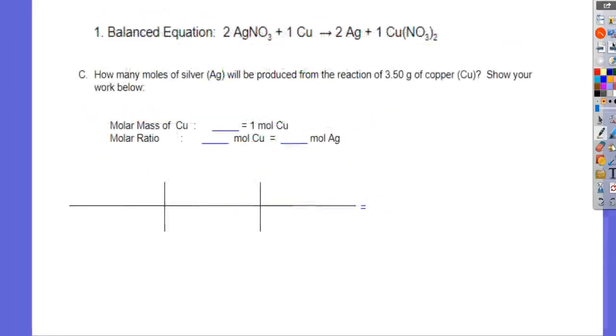Question 1c. I really like this one. It's different from the other ones we've done. It's harder than a mole-to-mole question, but it's actually easier than a mass-to-mass question because there's fewer steps. But we haven't done many mixed questions which have moles and mass. But we still work through this the same way. I start with my given, 3.50 grams of copper is my given.